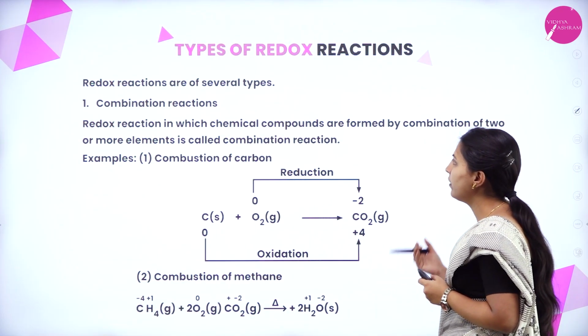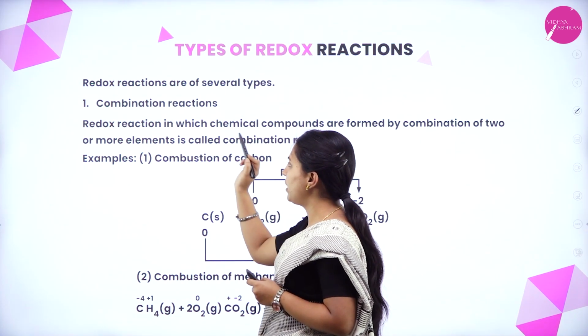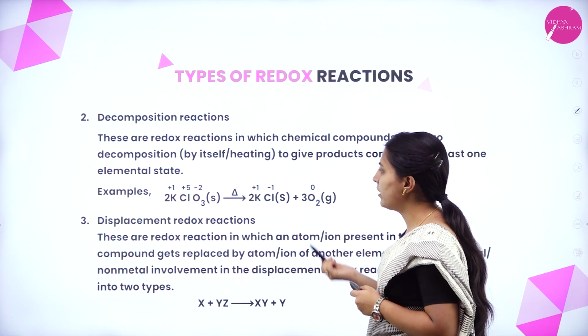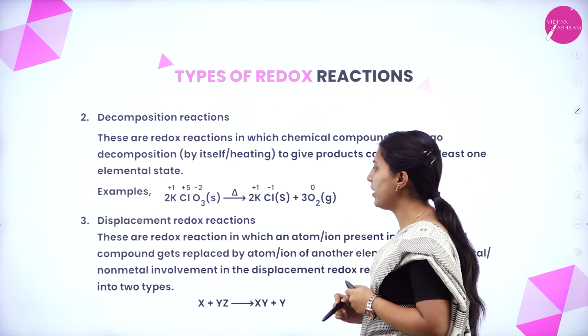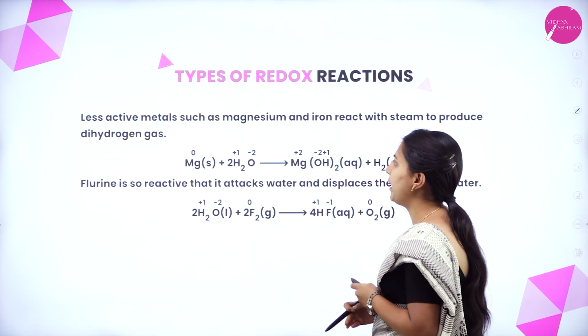Here, types of redox reactions. Redox reactions are of several types: combination reaction, decomposition reaction, displacement redox reaction, and disproportionation reaction. We'll see them one by one.